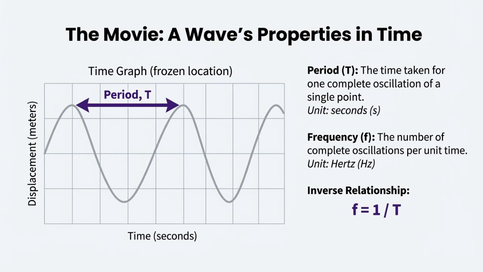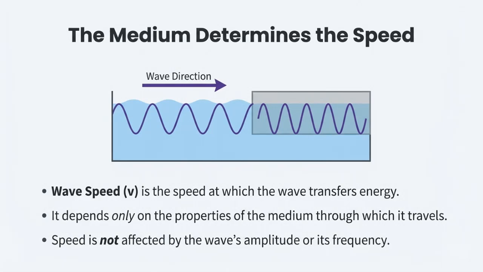It's important to remember that period and frequency have an inverse relationship, which means if the period is longer, the frequency is lower, and vice versa. This relationship is simply expressed as frequency equals 1 divided by the period, or f equals 1 over T. Understanding this helps us describe how waves behave as they move through time.